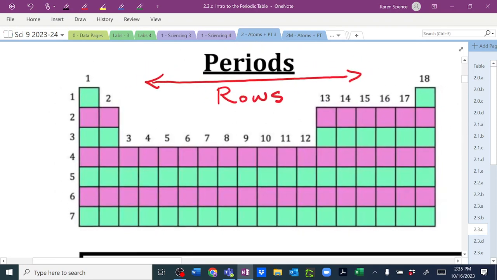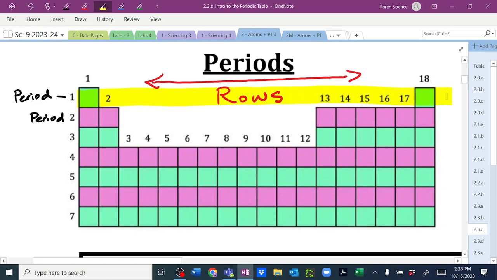So if we zoom in a little bit, we can even write, this is period number 1. This is period number 2. How many elements are in period number 1? If you go all the way across, I'm just going to highlight all the way across. Whoa, how many elements in period number 1? 2 of them. Okay, they're on opposite sides.